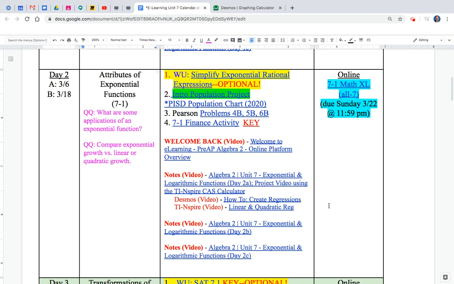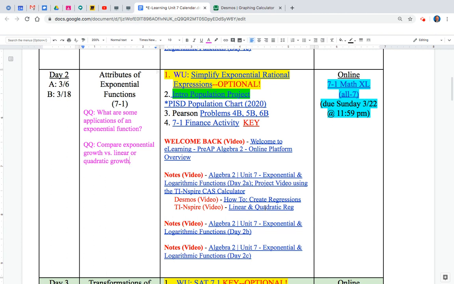Hey guys, so I decided to record a video for this Desmos demonstration in regards to exponential, linear, or quadratic regressions. Okay, so this Inspire one that I created before is good to go and definitely use that for sure.